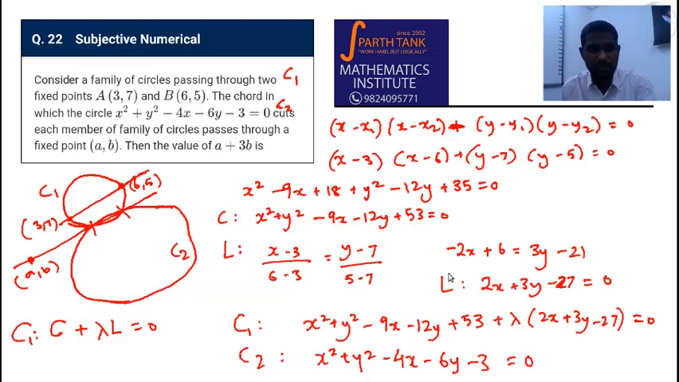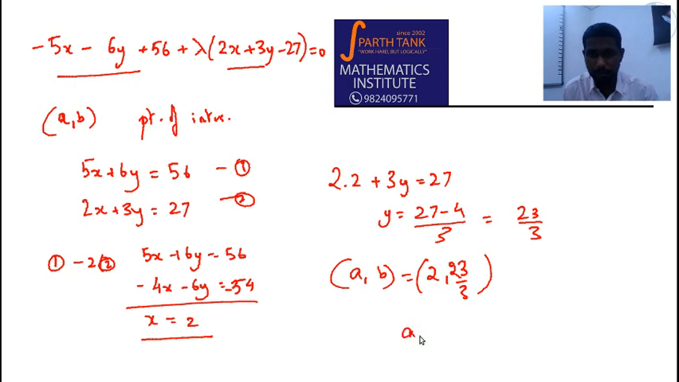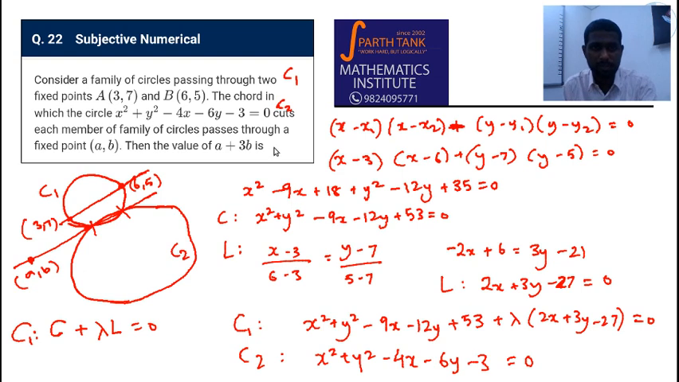Now the final question is A plus 3B. So how much would A plus 3B be? This is 2 plus 3 into 23 by 3, which is 25. So the answer to this problem is 25.